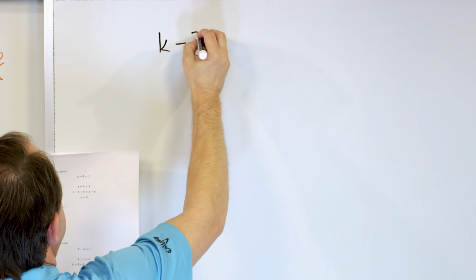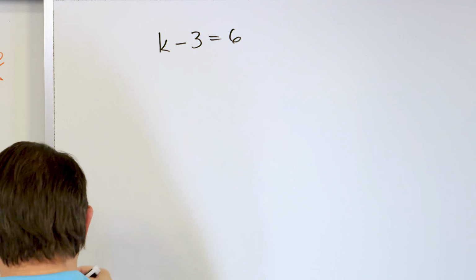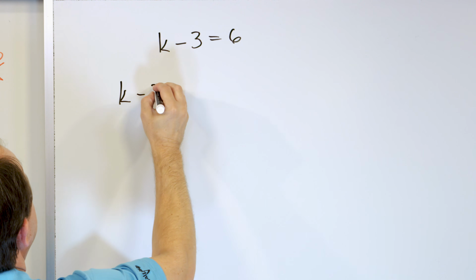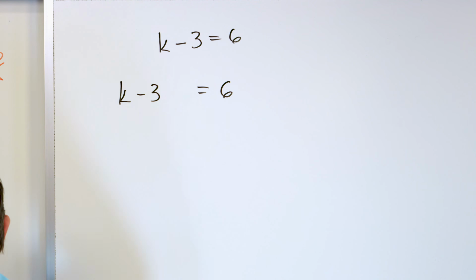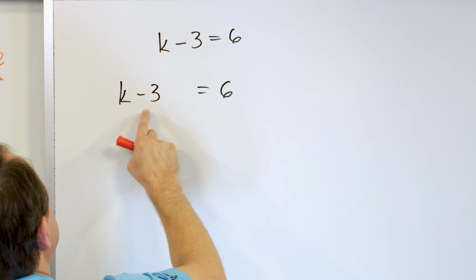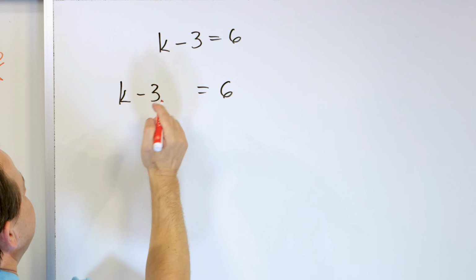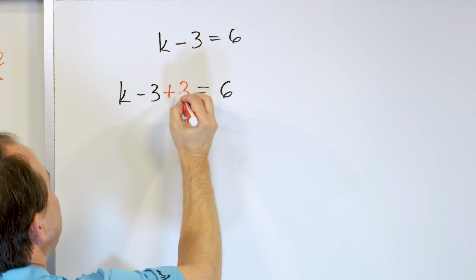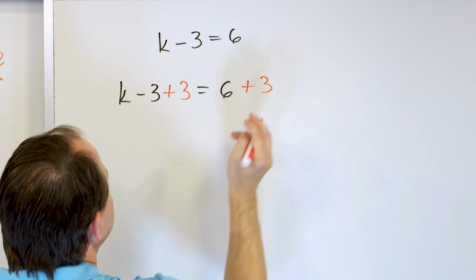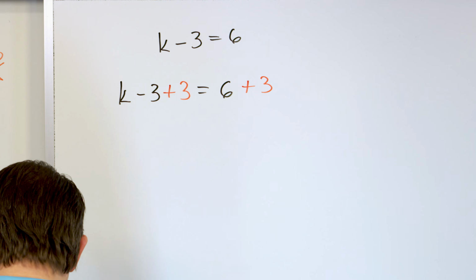K minus 3 equals 6. We're going to rewrite it. K minus 3 equals 6. Give ourselves a little bit of room. Here we have subtracted 3. So what are we going to do to get rid of it? We'll do the opposite. We'll add 3. And if we do it to the left, we must also do it to the right to keep it balanced.